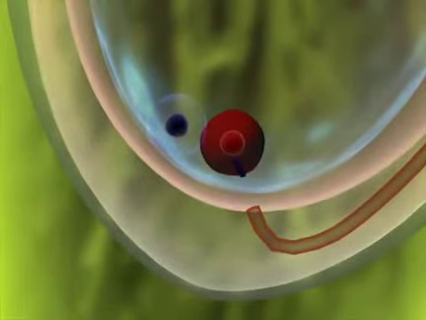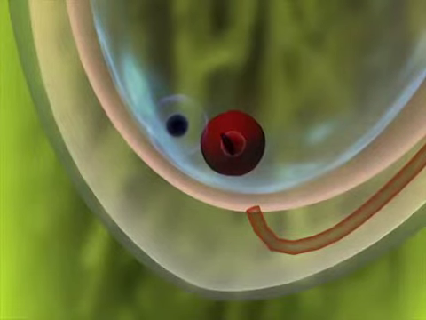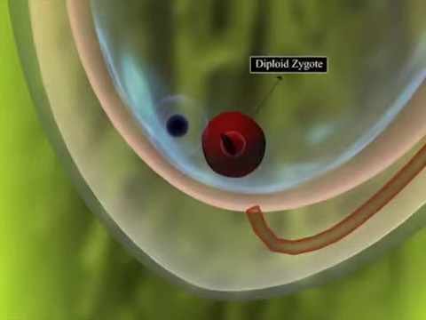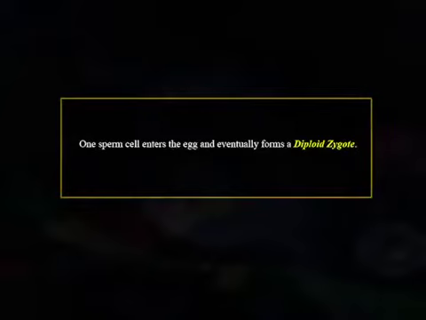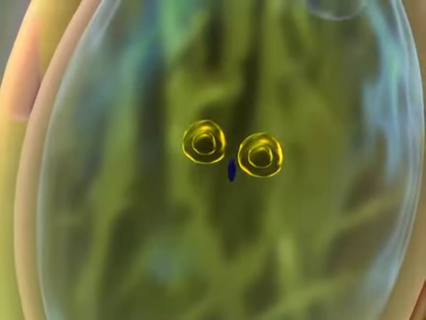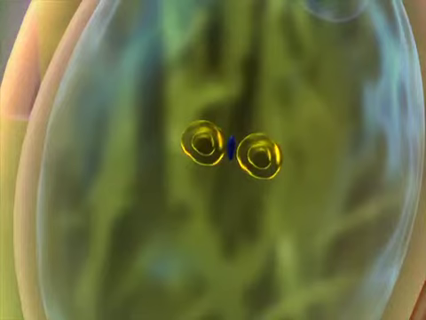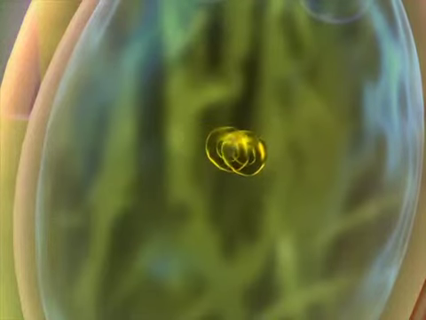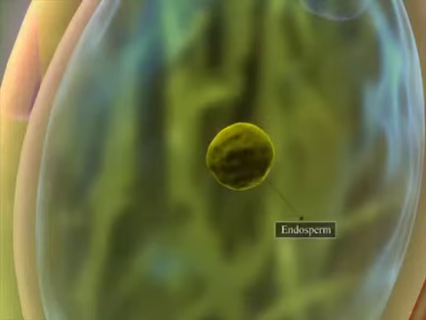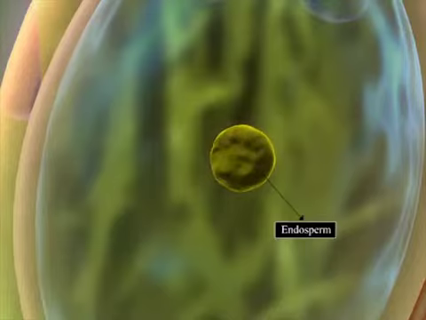One sperm cell enters the egg and eventually forms a diploid zygote. The other sperm cell joins the 2 central nuclei and forms a triploid cell. This cell develops into the endosperm. The endosperm provides nutrition to the embryo.